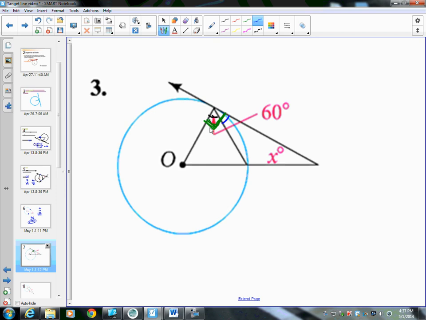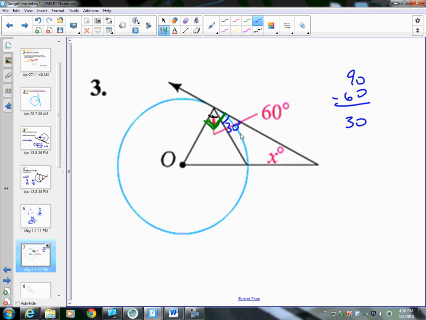So again, the whole thing is 90 degrees. This part of it is 60. So the other part is going to be 90 minus 60, which is 30 degrees. So this is 30 degrees. So why do we care about that? Okay, we care because we know that a tangent line and a chord intersect at an angle, and that angle is going to be half the arc, the intercepted arc.